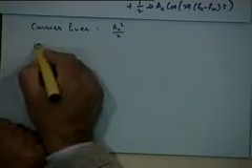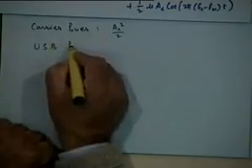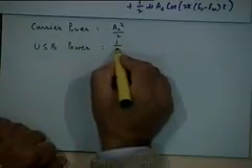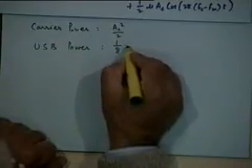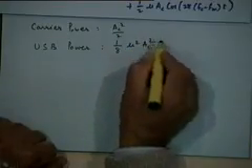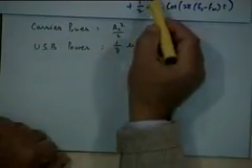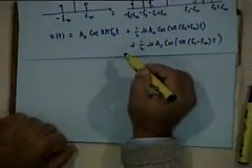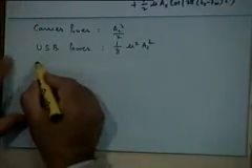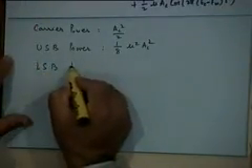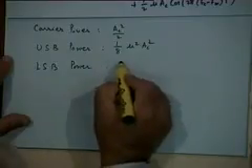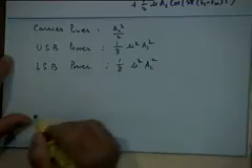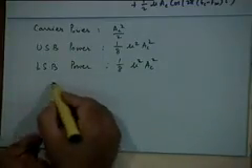What about the upper sideband power? This will be 1 by 8 mu square A sub c square, right, half of the square value of this amplitude. Similarly, the lower sideband power would also be the same, and then you can calculate the power efficiency.